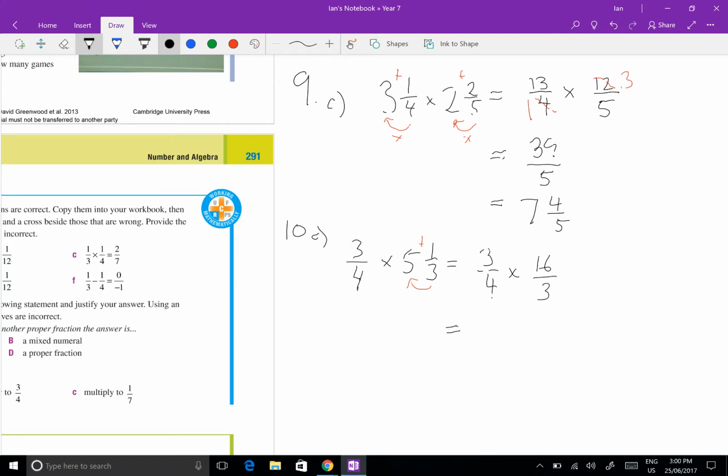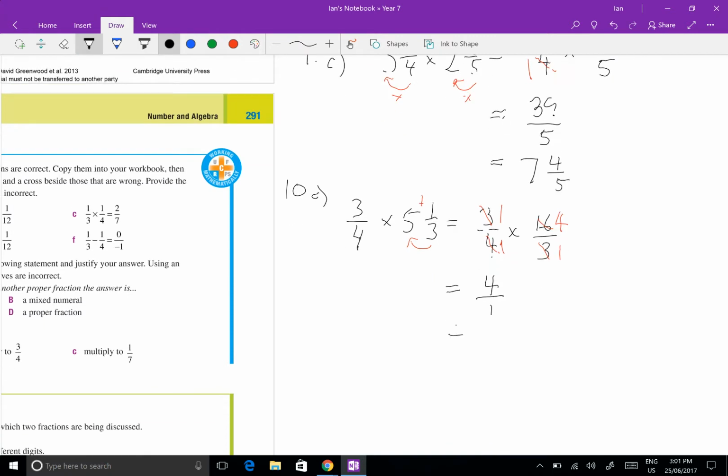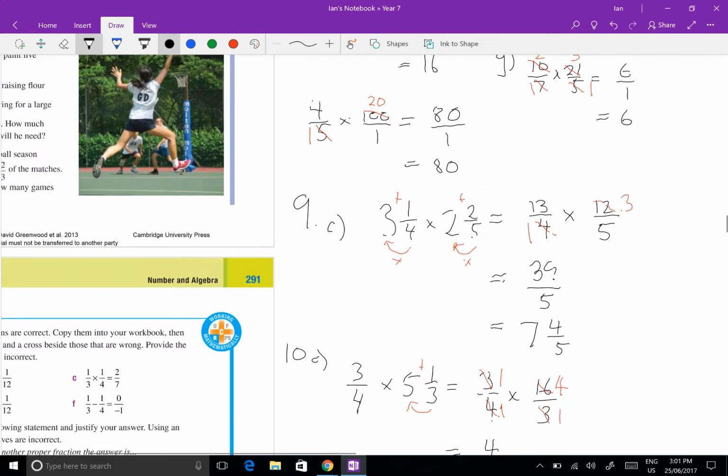Now I could do that multiplication, 3 times 16, 4 times 3, but it's a bit difficult. Hey, look at those 3s. I know 3 goes into itself once, 3 goes into itself once. Hey, I also know 4 goes into itself once and 4 goes into 16 4 times. Now it's real easy. 4 times 1 is 4. 1 times 1 is 1. 4 on 1, well, that's just 4. Okay, and that sounds like the answer we were looking for.